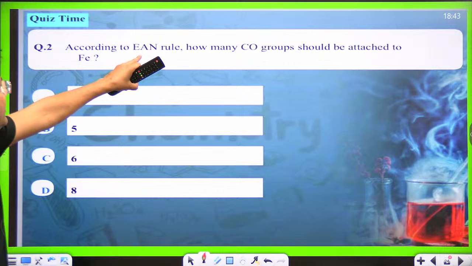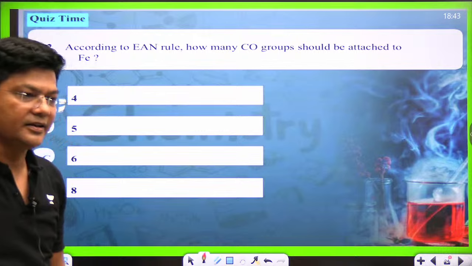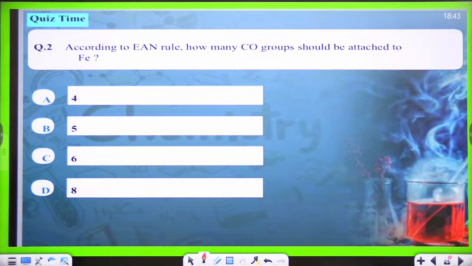According to the effective atomic number rule, how many CO groups should be attached to iron? Now this is really the question which has been asked number of times in the NEET examination. I want to see the answer, kids. This question has been asked number of times, kids.